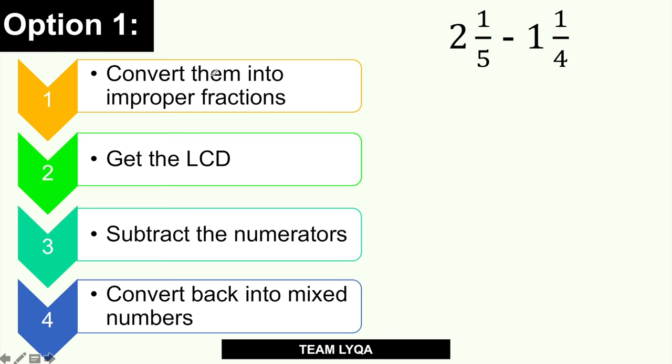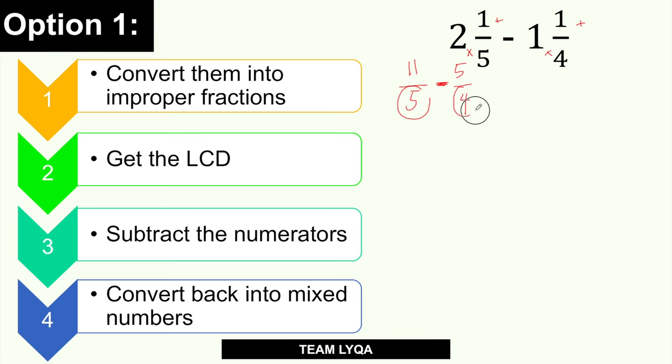Okay? So, convert them into improper fractions muna. How do you do that? Okay? 2 times 5 plus 1, that is 11, over 5 minus, again, bawal mo pagpalitin ng pwesto yan, so make sure na tama yung pagkakakopya. You have 1 times 4, which is 4 plus 1, that is 5, over 4. That's the first step. Okay? Convert mo into improper fractions pareho.